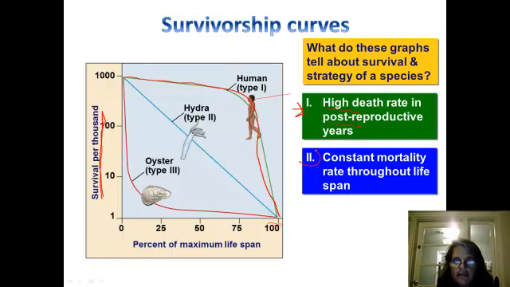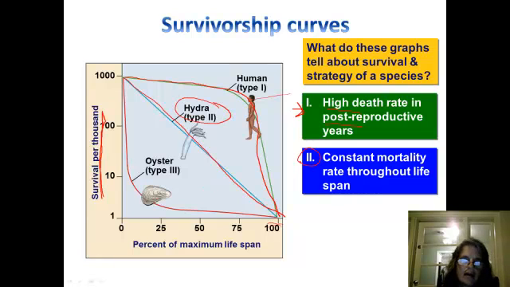Type 2 curve. Type 2 is this middle blue line where basically you're just as likely to be eaten no matter how old you are. It doesn't really matter. You have prey item stamped on your forehead. A squirrel is a classic type 2. You're just as likely to be eaten when you're a baby as you are an adult. You are a prey item, okay?